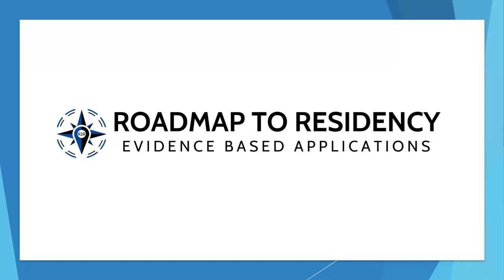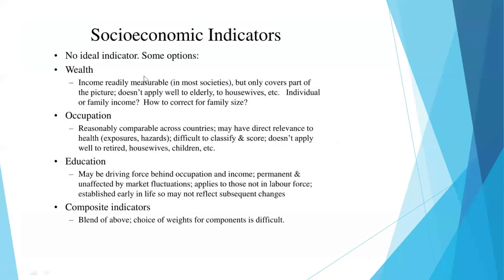This is a very short video on social determinants of health. So, what are the different socioeconomic indicators? There is not any ideal indicator, but some options that we have are wealth. Income is readily measurable in most societies, but only covers part of the picture. It does not apply well to the elderly or to housewives. The individual or family income and family size are necessary.